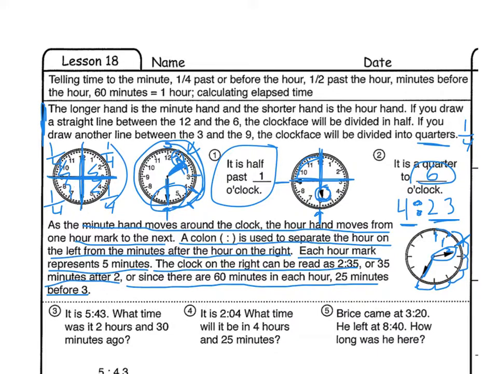Now, why is it 25 minutes before 3? Well, because the hour hand is coming up towards the 3. As this minute hand works its way up to the top, it's going to be 3 o'clock. How many minutes does it have to go? From here, it's going to move 5 minutes, 10 minutes, 15 minutes, 20 minutes, up to the top makes 25 minutes. So it's 25 minutes before 3 o'clock.